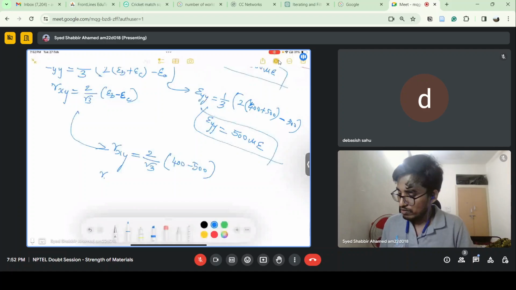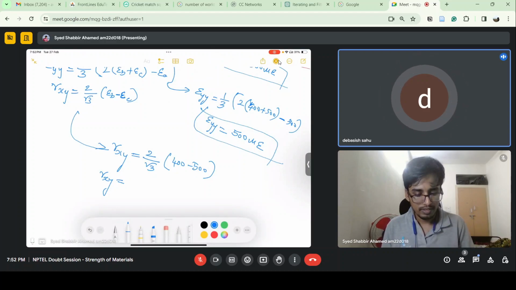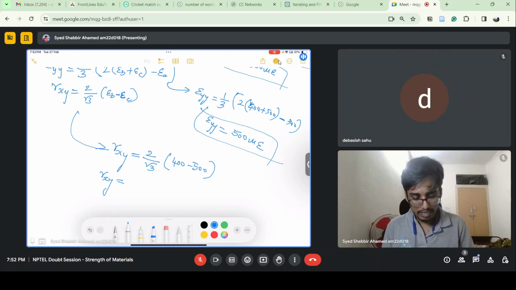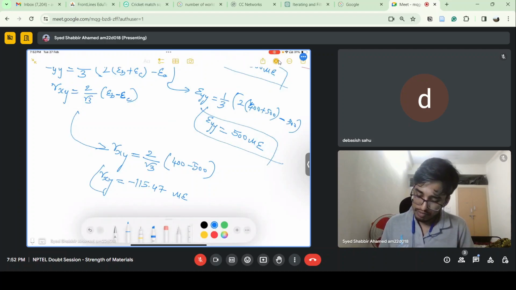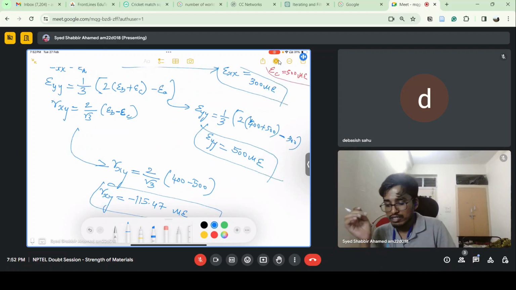So gamma xy, to do this calculation, I hope you can hear me, right? Yes, sir. Okay. So gamma xy is basically minus 115.47 microstrain. So we have calculated epsilon xx, epsilon yy, and gamma xy. This is how we calculate a state of strain.